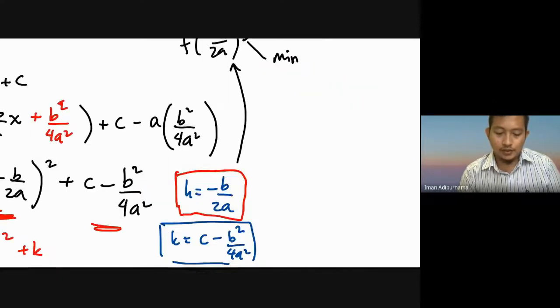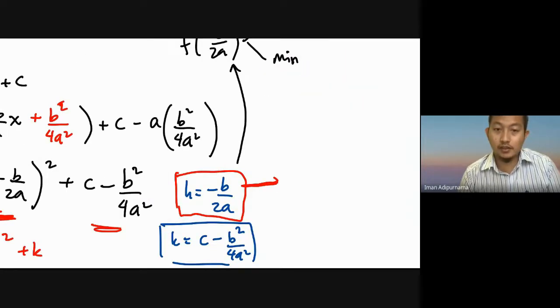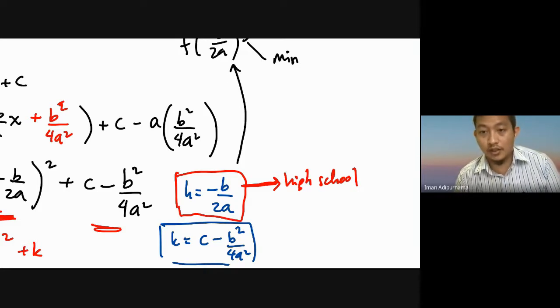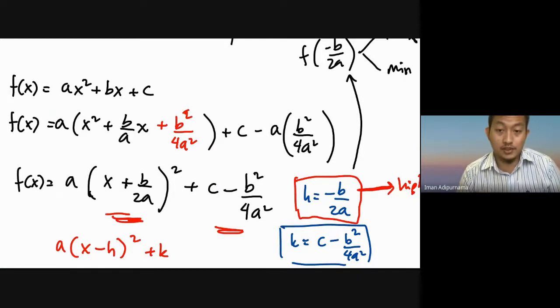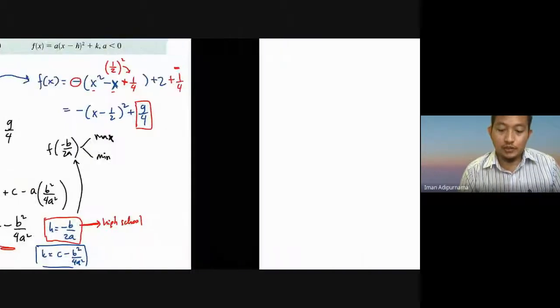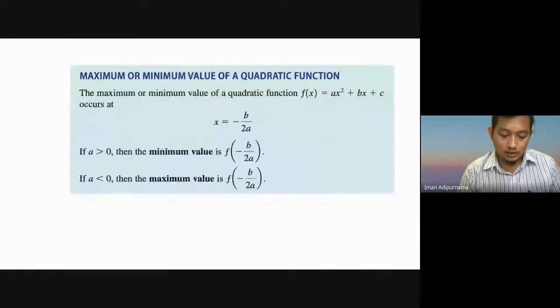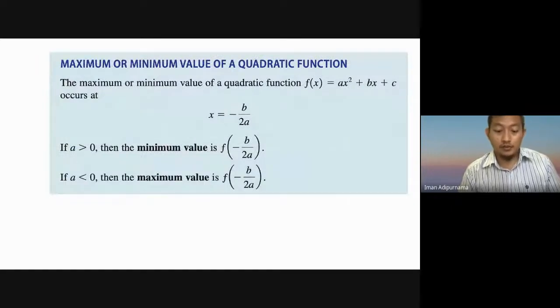Okay. I think this is really common in high school, right? You know how to find the extreme point. You can use minus b over 2a, and it's actually from the standard form. So you can write the maximum and minimum value in terms of minus b over 2a, and depending on whether a is negative or positive, you can have a minimum value or a maximum value.